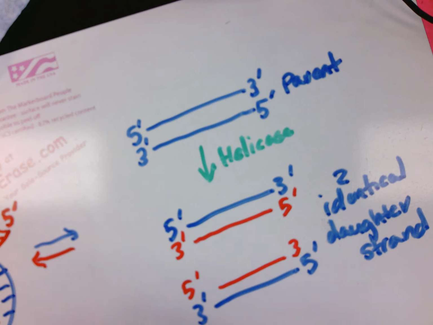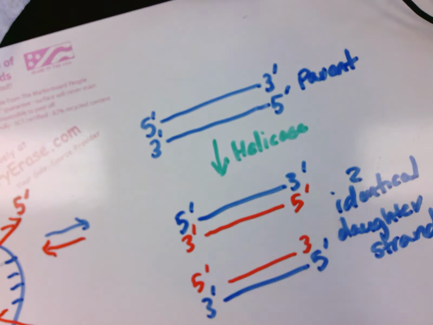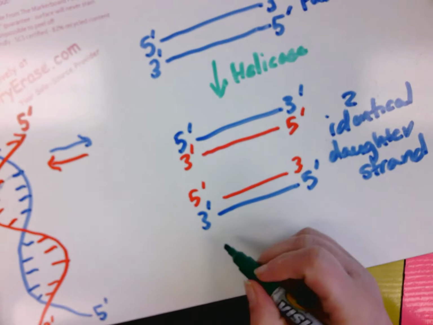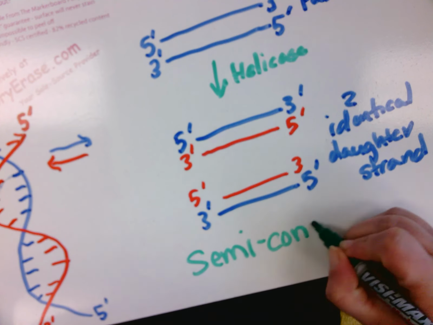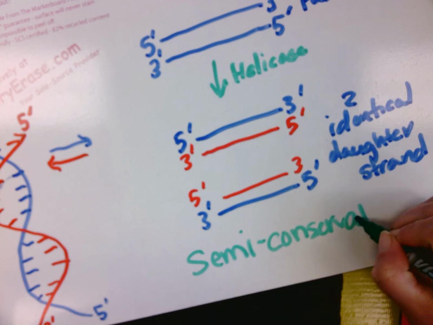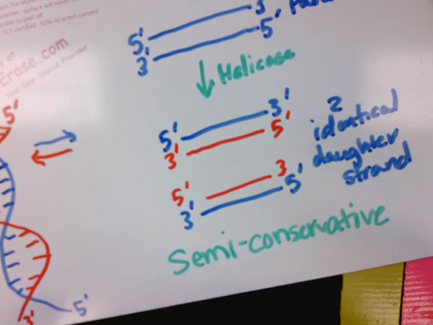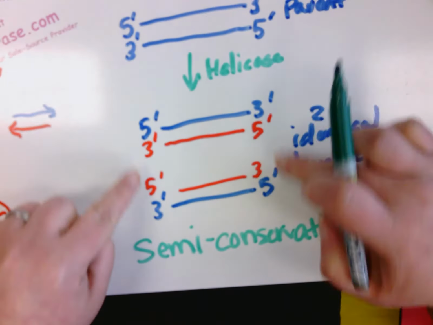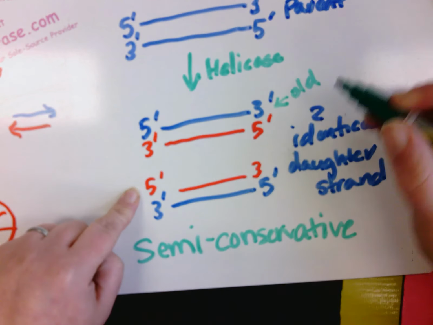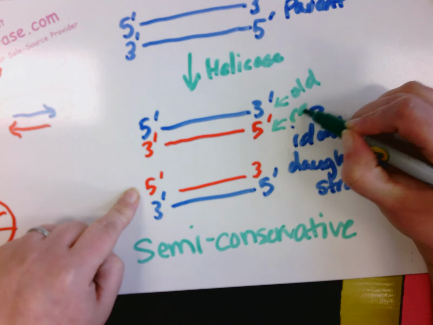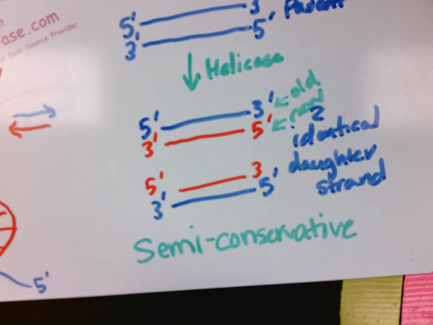We call this model semi-conservative, and I know in class we talked about what semi-conservative meant, but I want to go over it again. Semi-conservative means that when we do DNA replication, the 2 daughter strands are half old parent DNA and half new daughter DNA. So that's what we mean by semi-conservative.